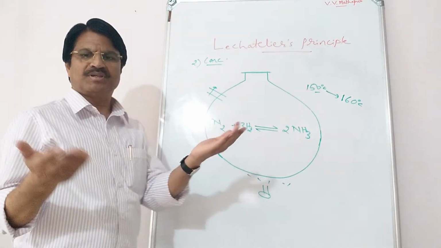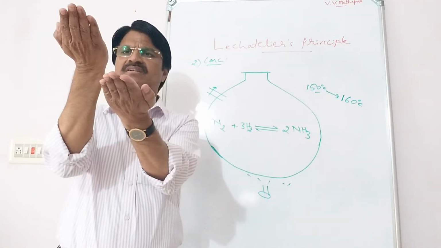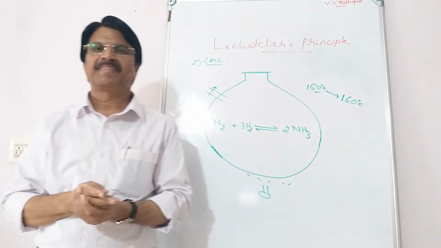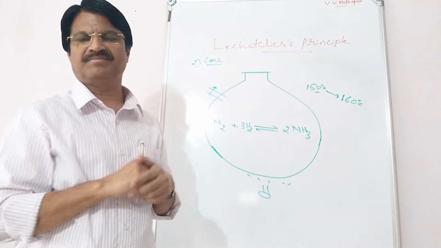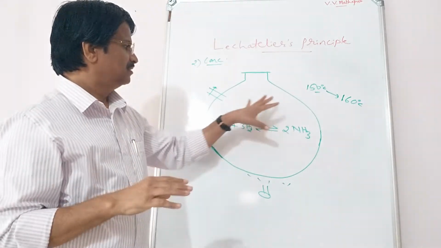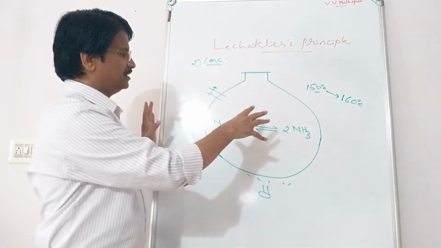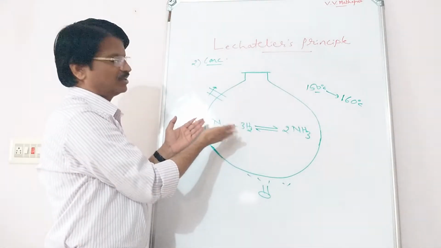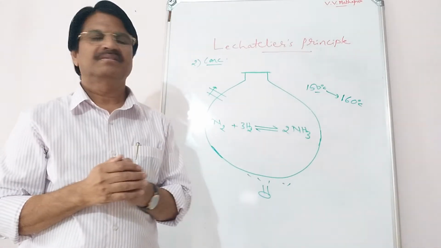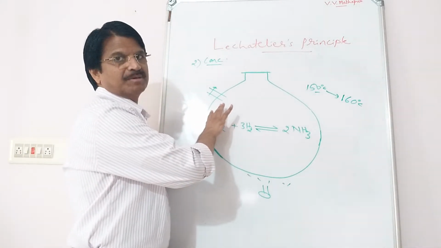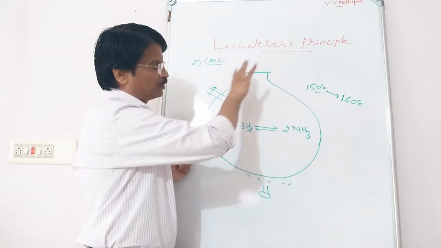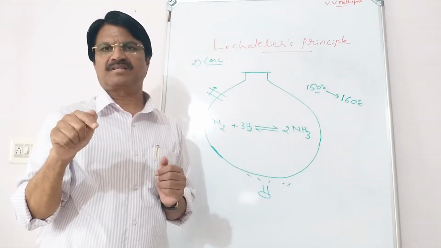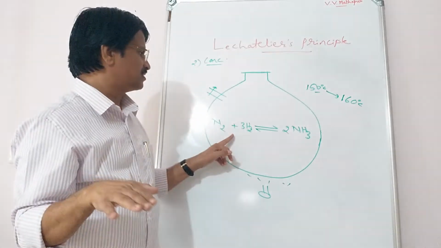Whenever there is a system at equilibrium, when you increase the concentration of reactants, the system or equilibrium shifts towards the right side, because the system tends to reduce the concentration of reactant.